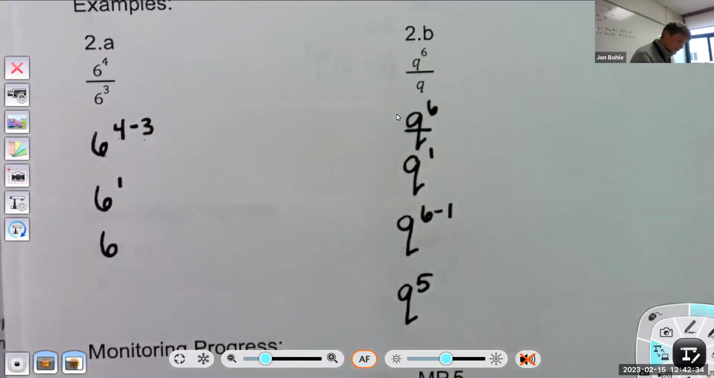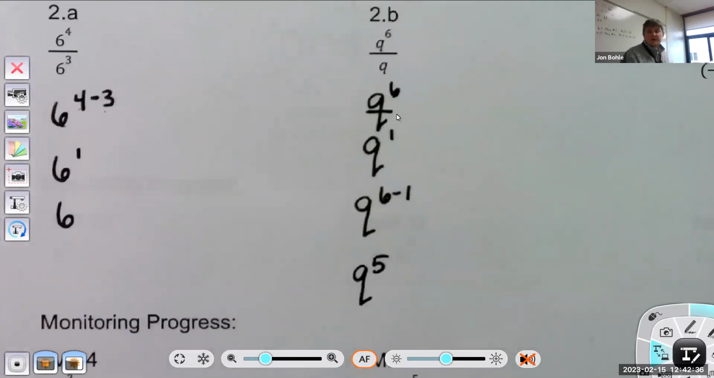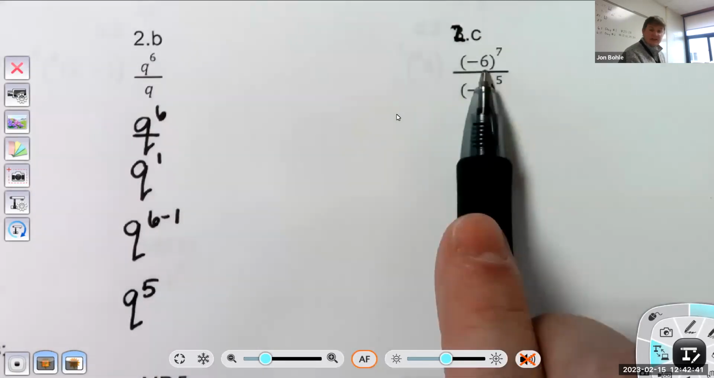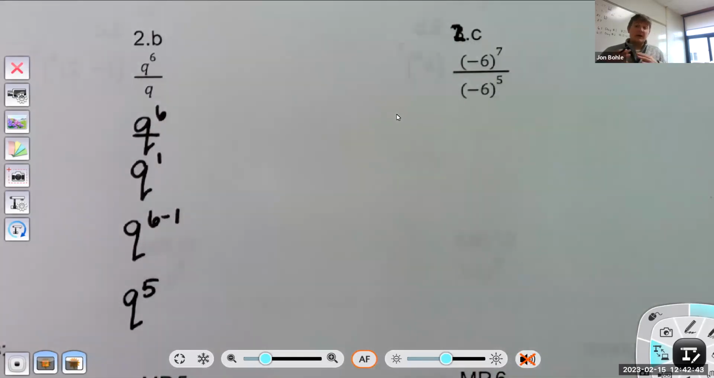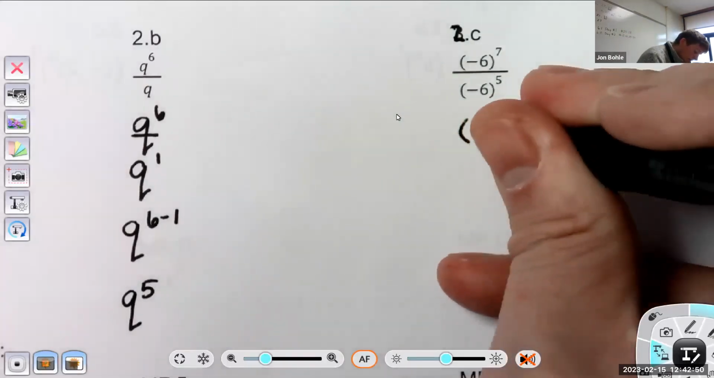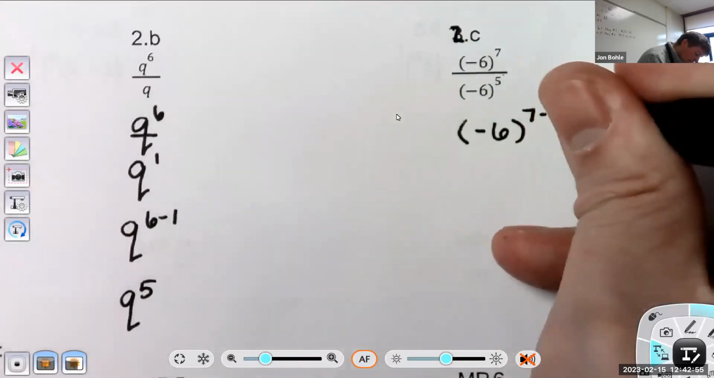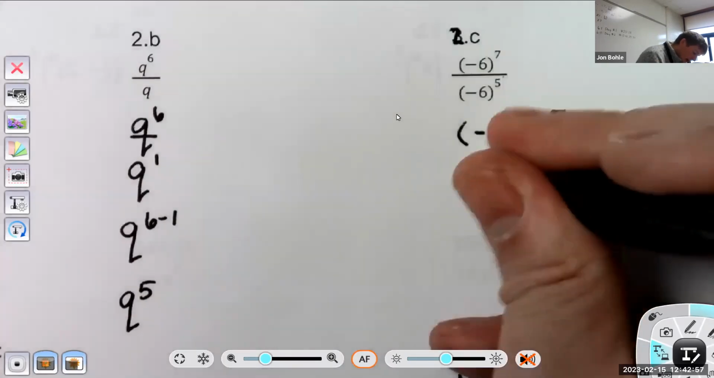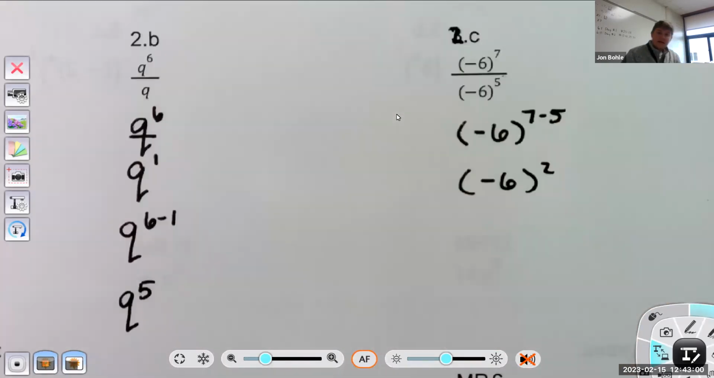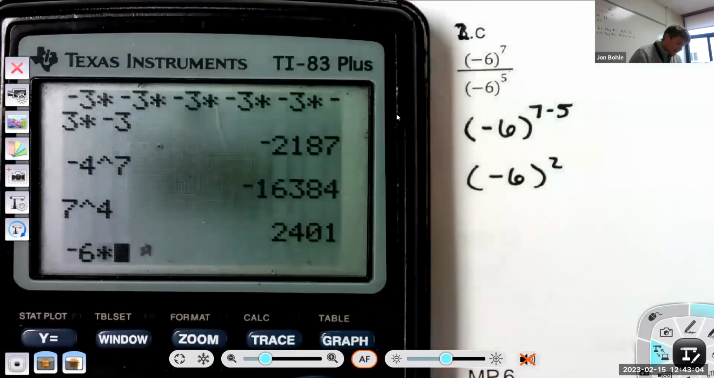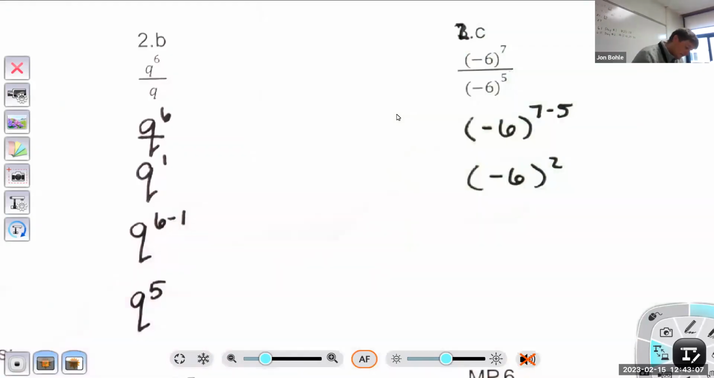Okay, 3c, or 2c, I guess this is a typo. 2c is going to be the same thing. The only difference is my base is a negative number, so my base is -6, and it's in parentheses, so my answer when I'm writing it as an exponent needs to have parentheses around it also. So this is going to be -6, and I'm dividing, so I subtract 7 minus 5. So this is going to be -6 to the second power. -6 to the second power can be determined by taking -6 times -6, which is 36.